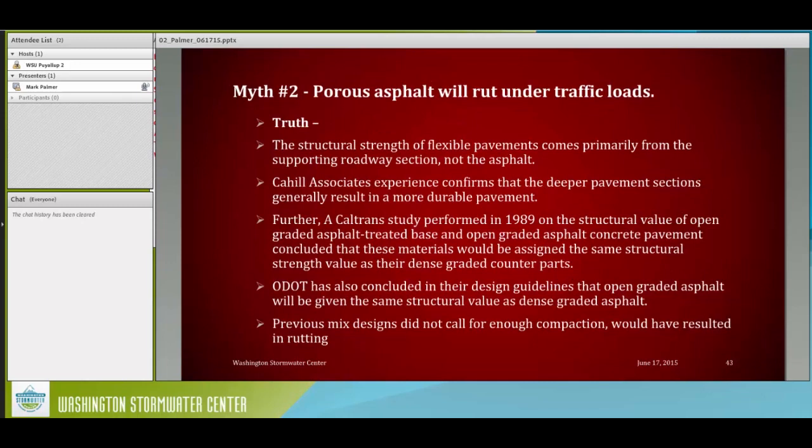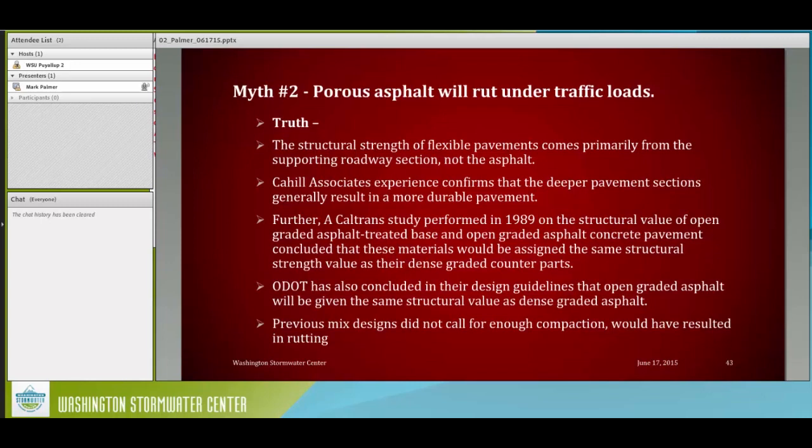Porous asphalt will rut under traffic loads. If we properly design the structural strength of the pavement using the assumption that we've got a poor subgrade, the roadway section will support itself. And further, the actual structural strength of the porous asphalt itself has been shown to be equivalent in California and Oregon studies.